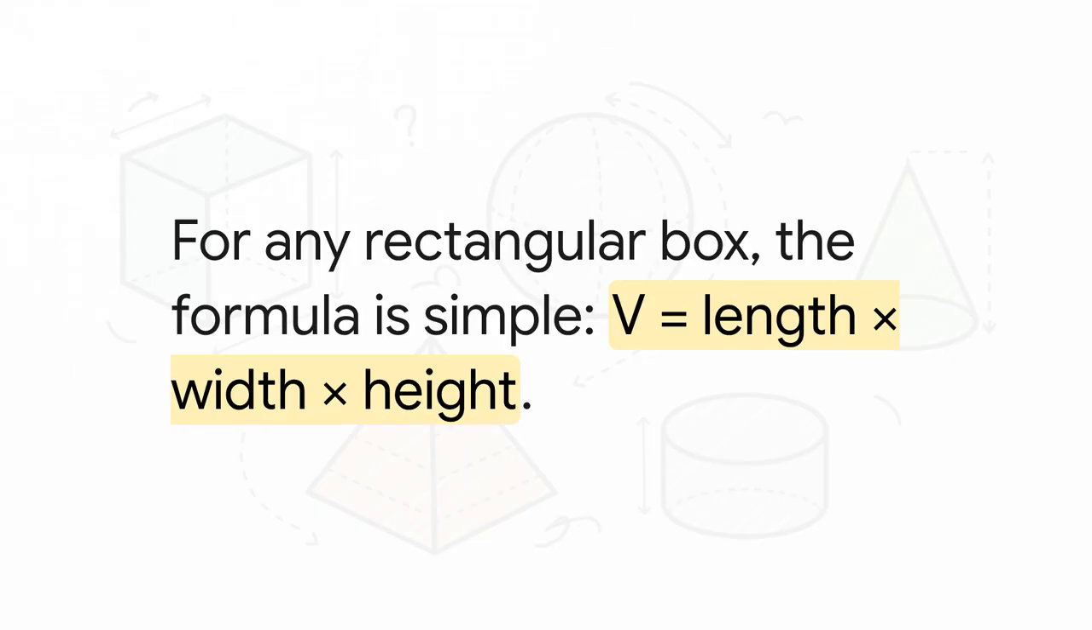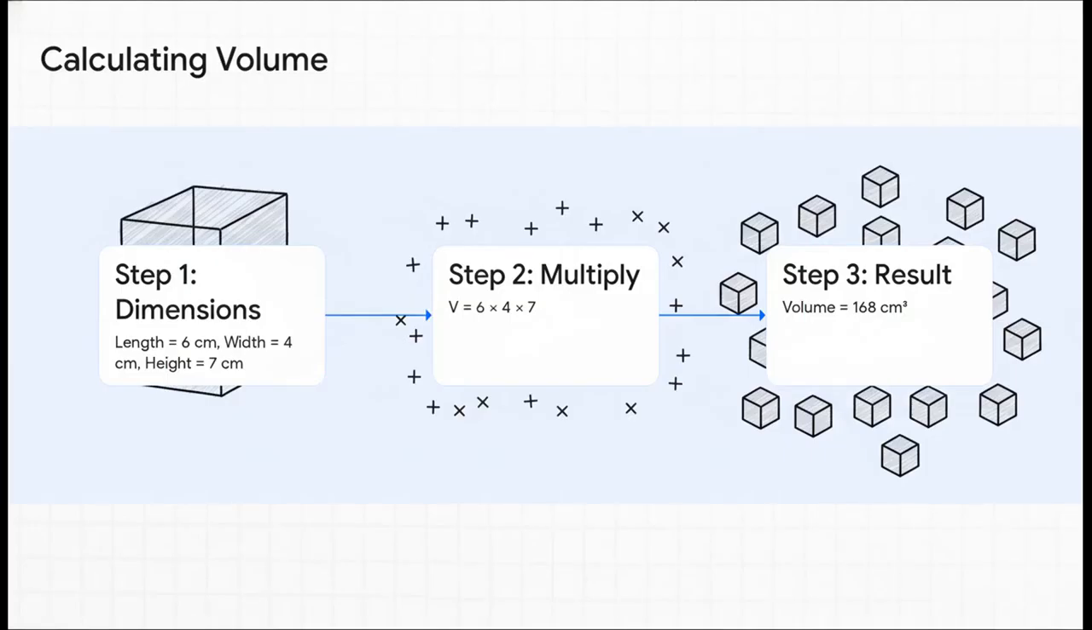That's it. You're done. So let's say we have a box that's 6 centimeters long, 4 centimeters wide, and 7 centimeters high. We just crunch the numbers. 6 times 4 is 24, and 24 times 7 is 168. Boom, the volume is 168 cubic centimeters. You could fit exactly 168 of those little cubes inside.